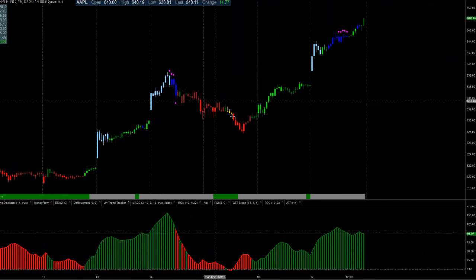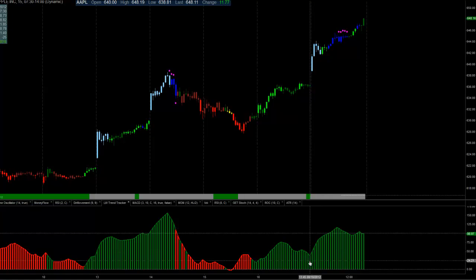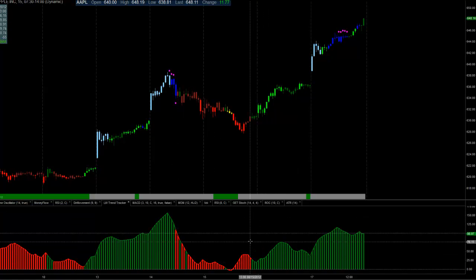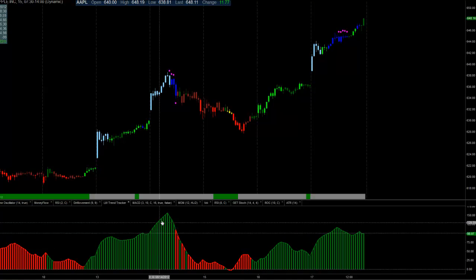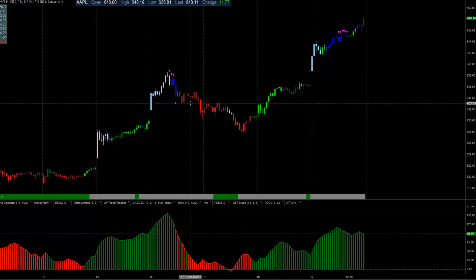But the principle's the same. The candles work the same whether it be a 60-minute chart or a daily chart. And the histogram works the same way as well. There's the 100 line. Anything above that prints dark blue. Anything below that, all you see is red or green.